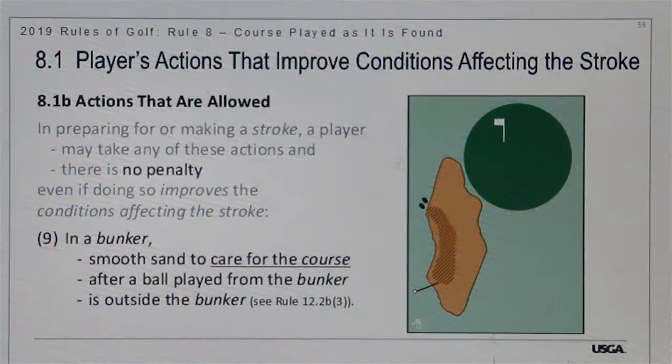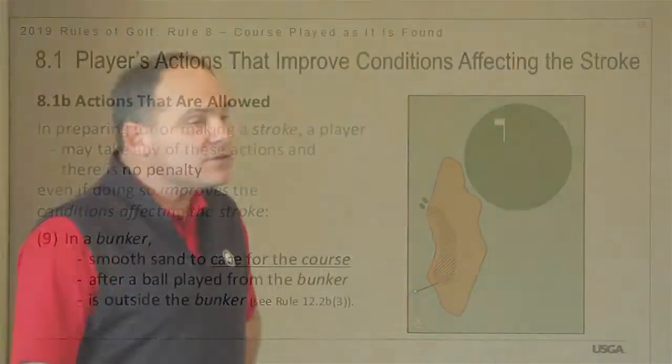And he's going to smooth that, and it's on his line of play. That's okay, because once you play a ball from a bunker and the ball is outside that bunker, you can smooth those footprints without restriction. So this is an example of an exception to improving your line of play.